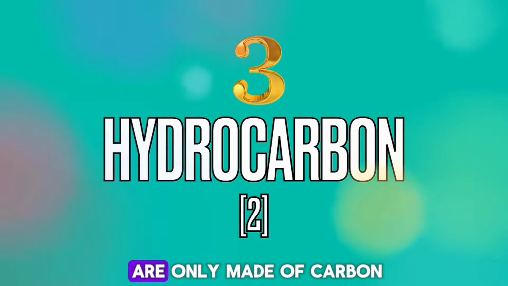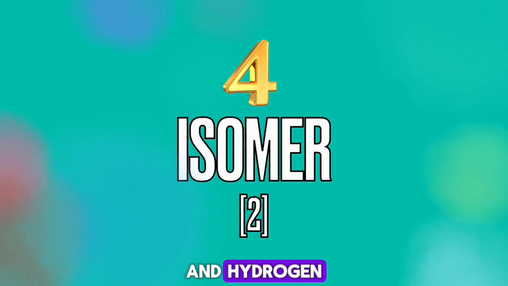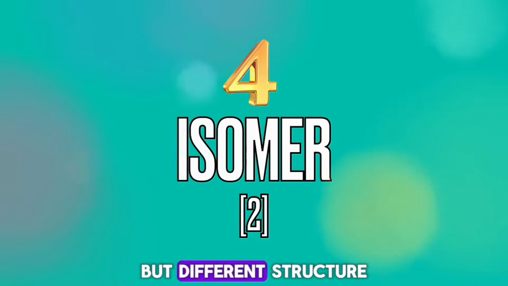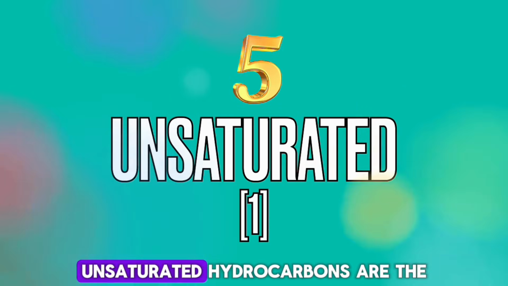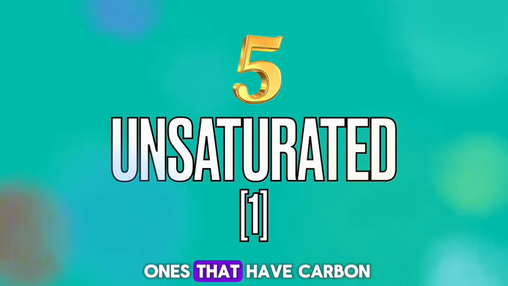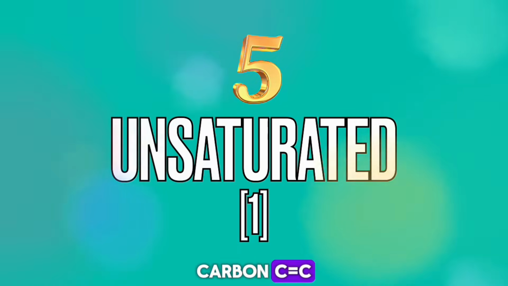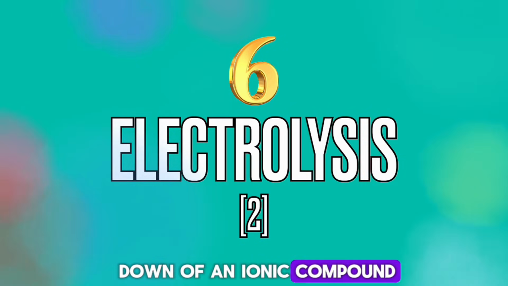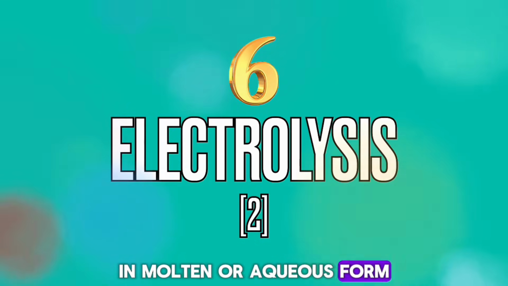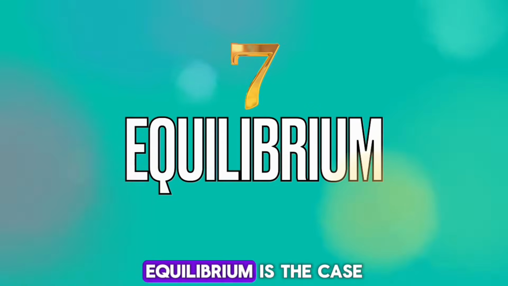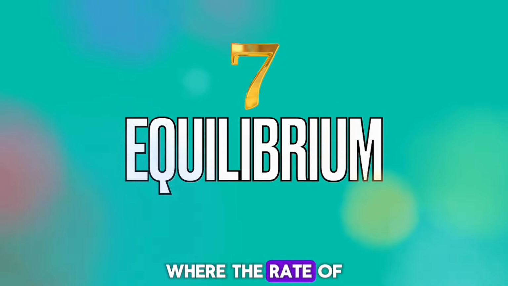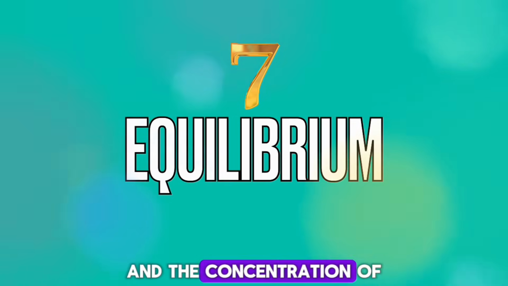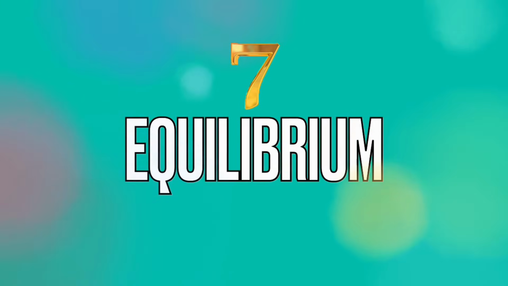Hydrocarbons are compounds that are only made of carbon and hydrogen. Isomers are compounds with the same molecular formula but different structure. Unsaturated hydrocarbons are the ones that have carbon-carbon double bonds. Electrolysis is the breaking down of an ionic compound in molten or aqueous form using electricity. Equilibrium is the case where the rate of the forward and the backward reactions are equal and the concentration of reactants and products are constant.